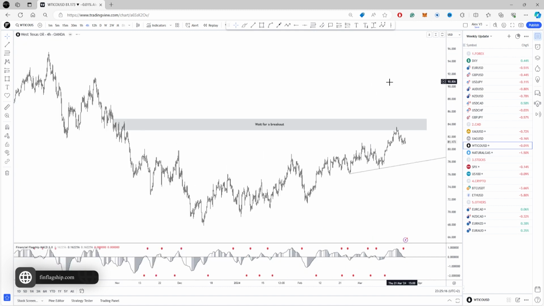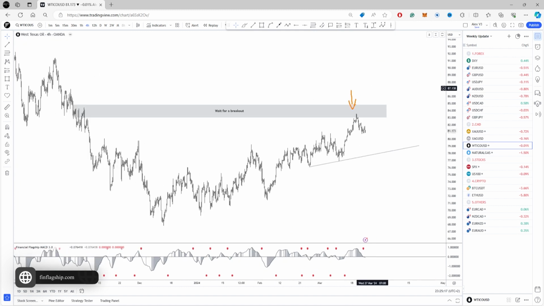Oil, nothing new here. We're still underneath this level here. We'll be waiting for a breakout and then a consolidation, and then we'll ride the wave towards the $90 level at least. So keep an eye out on this possibility. As long as the price is below this level here, we won't be trading it, because it's not worth the risk. Let it do whatever it is doing here.